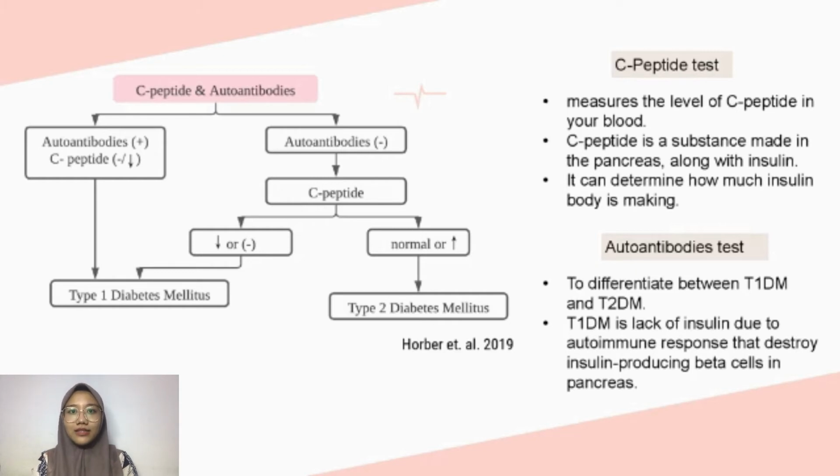So, if the C-peptide test value is negative, the patient is confirmed to have diabetes mellitus type 1, because diabetes mellitus type 1 is when the body cannot produce insulin due to the autoimmune destruction of beta cells in the pancreas. If the value of the C-peptide test is normal or higher, it indicates the patient has diabetes mellitus type 2, because type 2 is when the body cannot use glucose properly due to insulin resistance. Next, the autoantibody test is used to differentiate between diabetes mellitus type 1 and type 2. If it shows a positive result, it indicates the patient has diabetes mellitus type 1 due to autoimmune response.